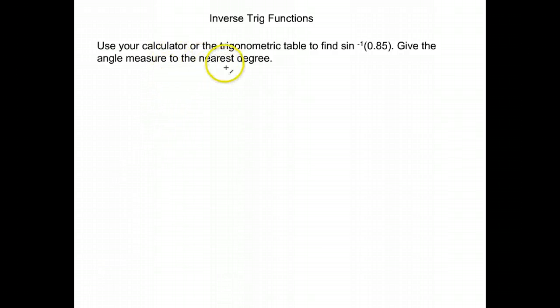Right, use your calculator or trig table to find sine. This little -1 means the inverse sine of 0.85.